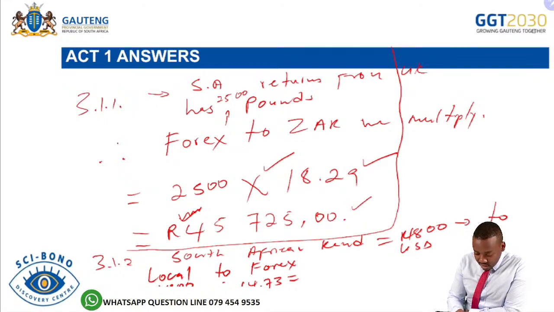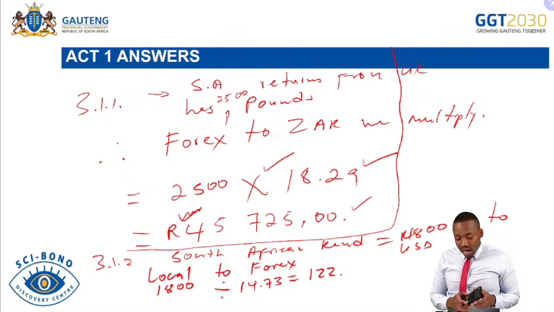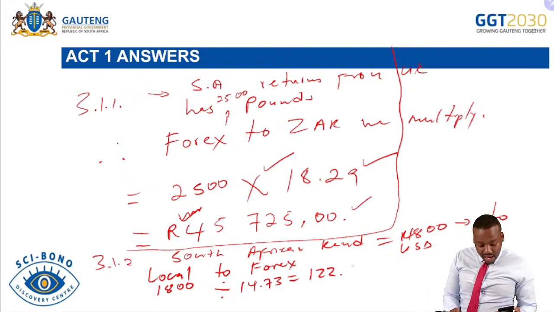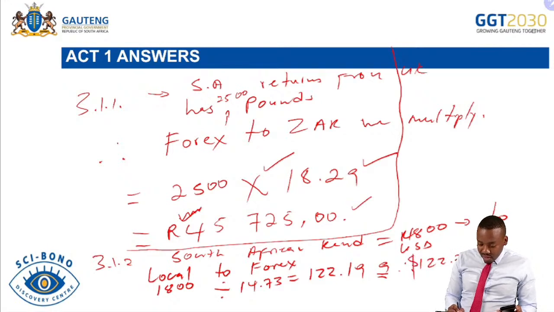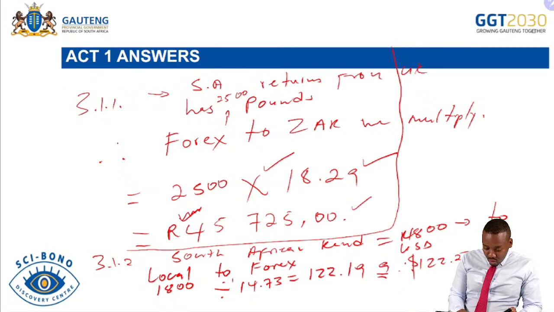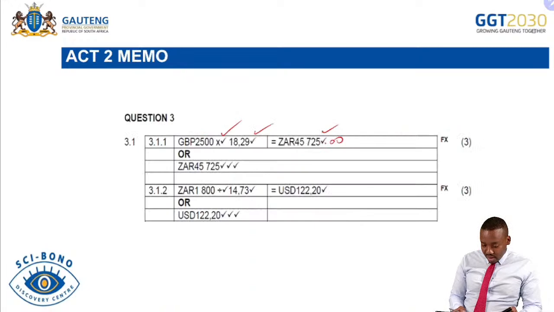I hope we are correct. 122, comma. You see, there on the calculator it says 19, and then there's a 9 here. So when it's like this, your answer will be 122,20, and then you need to make sure that you know now it is US dollars. So it's going to be 122,20 dollars. Let's check if we are correct. There it is, right?